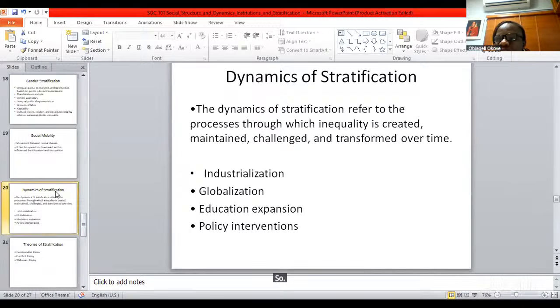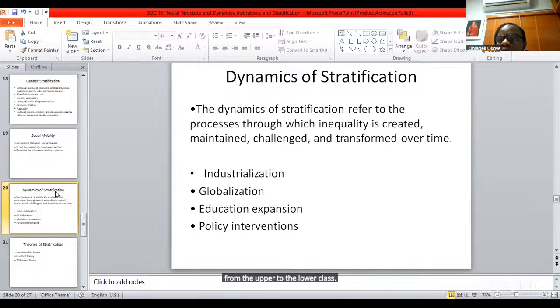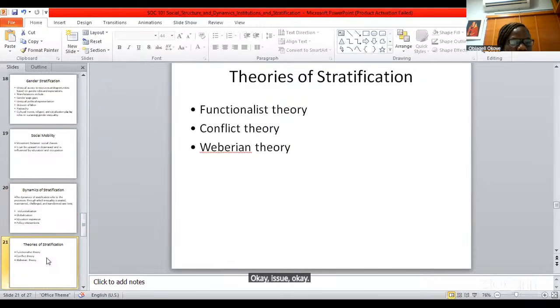So this social stratification is not really stable. It can change at any time in every society. We've mentioned earlier that one can move from one social status, maybe from being rich, from the upper to the lower class. One can equally move from the lower to the upper class. So it is not stable.